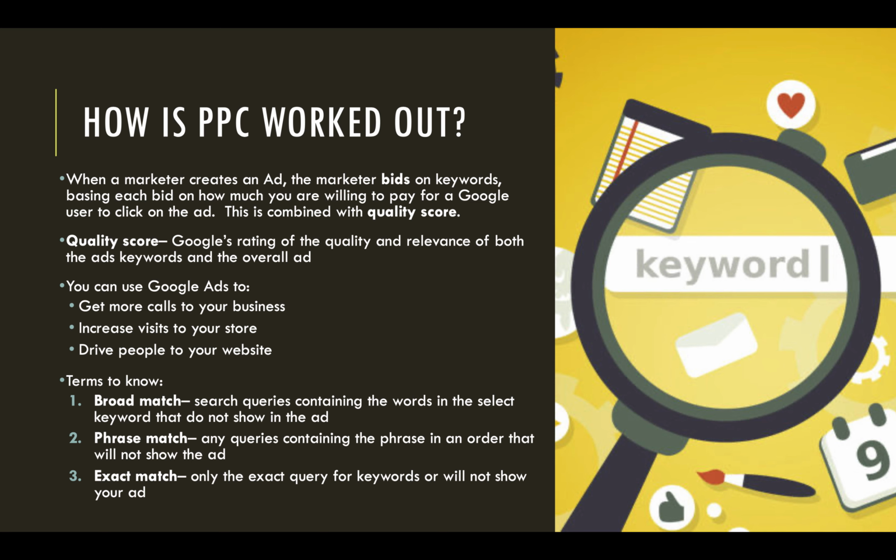Broad match is when a search query contains the words in the selected keyword, and they do not show in the ad. Phrase match is any query containing a phrase in that order, which will not show in the ad. And the exact match is only the exact query for those words, or it will not show in the ad.